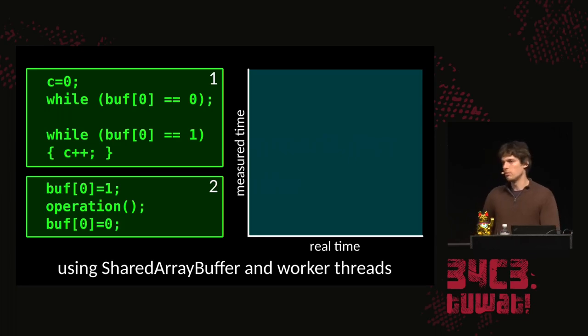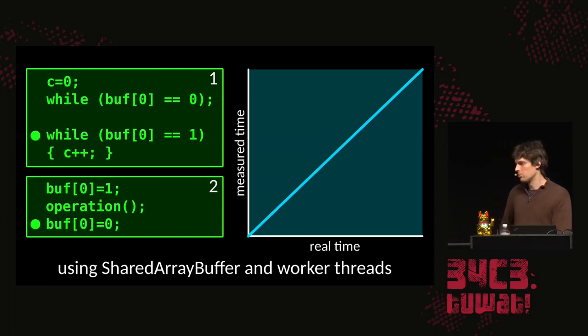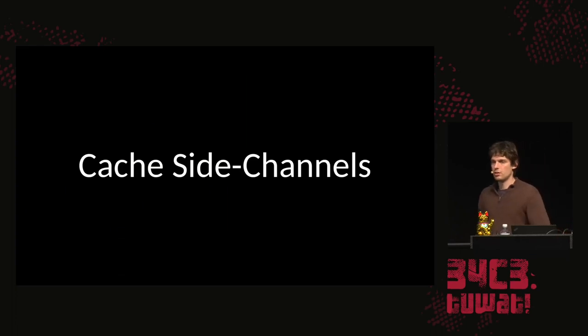So how can we measure time using shared memory? Well, it's quite simple. One thread is used for doing the timer measurement, and the other thread does the operation. The timer thread waits until the thread which does the operation is ready to do the operation. And then it sets a variable and starts the operation. Meanwhile, the counter thread, the timer thread, sees that the shared buffer has changed and will start counting. And then when the operation is done, the second thread changes the buffer again, and then the counter thread stops. So this gives a very crisp measurement. So now we have a nanosecond scale timer, and we can do side channel attacks from JavaScript.